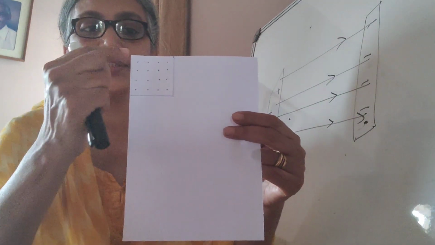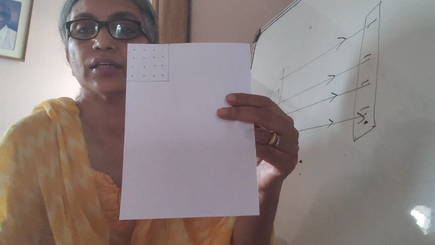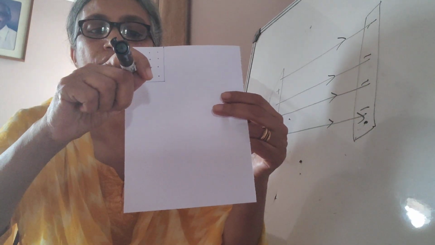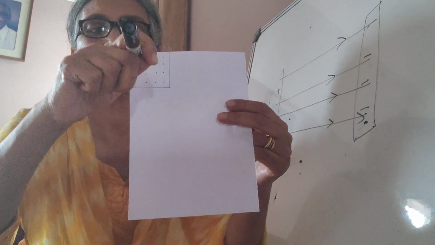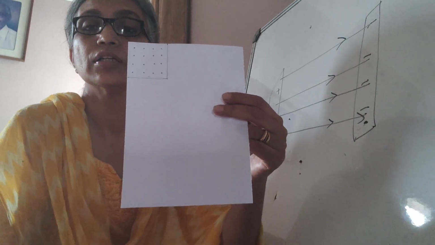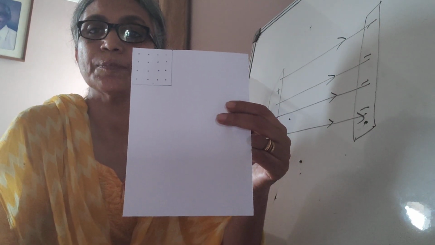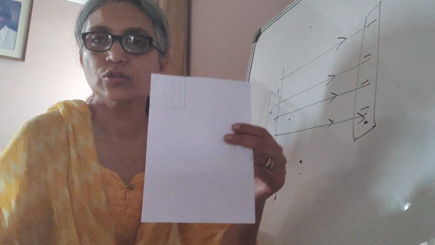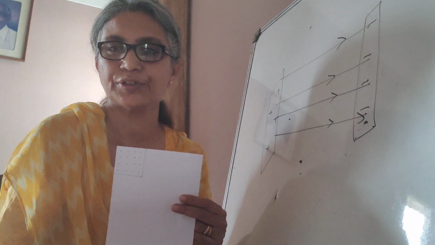The number of field lines that will pass through this unit area, here I have put 16 dots. All 16 dots represent field lines that are perpendicular to that area. The number of field lines passing perpendicular to unit area is what you call the electric field. So we have two definitions for electric field now.